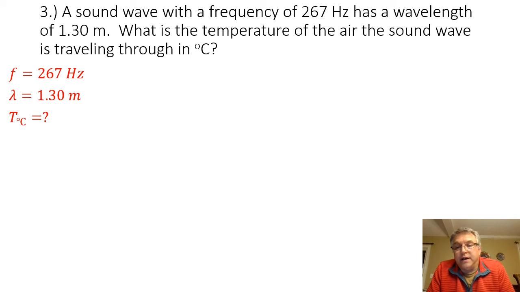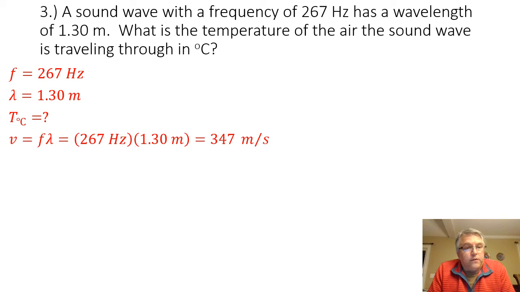If I'm being asked to find the temperature, I know I'm going to need to know the speed of the wave, which I am not given, but I am given the frequency and the wavelength. And I can use my wave speed formula with those two quantities to determine the speed of the wave and then plug that into my speed of sound formula. So to find the speed of the wave, I simply multiply the frequency times the wavelength, so 267 hertz times 1.30 meters will give me a speed of the sound wave of 347 meters per second.